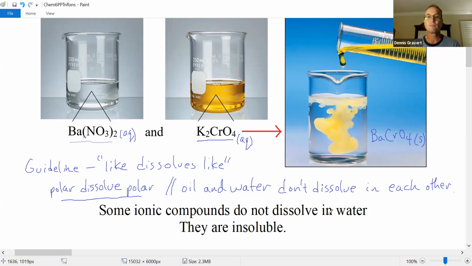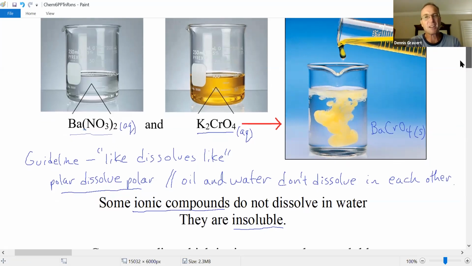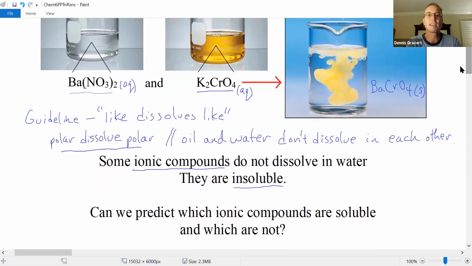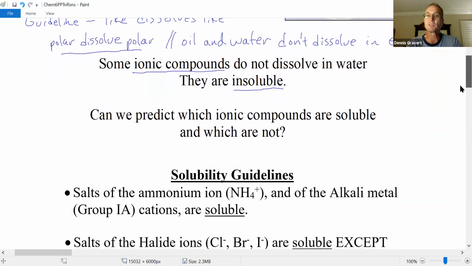Well, in this case, we do find that there are ionic compounds that just don't dissolve in water. And if they don't dissolve, you call them insoluble. If they do dissolve, hey, they're soluble. More words. Not too bad. The chemist comes along and says, well, can we predict this? Can we predict which compounds dissolve and which do not? Which ones are soluble and which ones are insoluble? And after a lot of study and a lot of trial and error, we've come up with some guidelines.